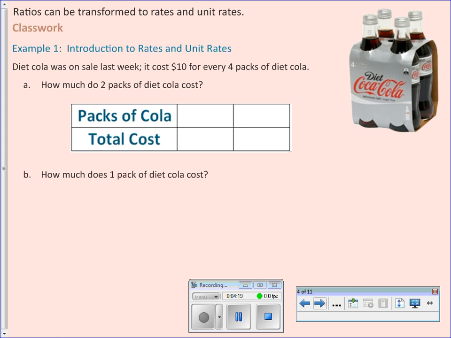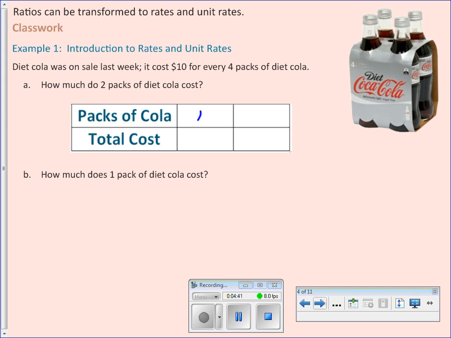Let's take a look at number 1 in your notes. Here's my other bad thing, my Diet Coke. I'm so bad for you. But Diet Cola was on sale last week. It cost $10 for every 4 packs of cola. So how much do 2 packs of Diet Cola cost?